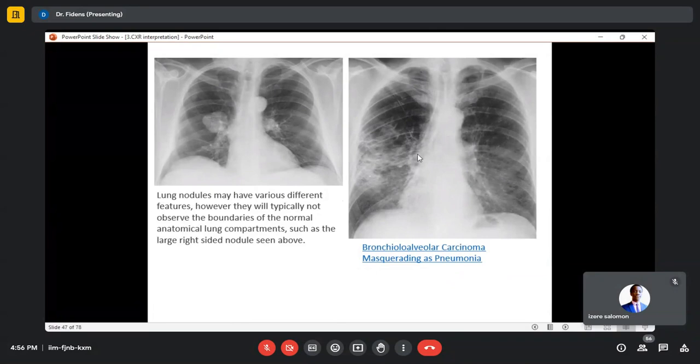But let me tell you, you can't tell without being given some clinical history: chronic weight loss, chronic cough, no fever, even some lab results in favor of cancer. If they don't give you those clinical findings, you cannot think of bronchoalveolar carcinoma. But put in your mind that bronchoalveolar carcinoma can look like alveolar consolidation.